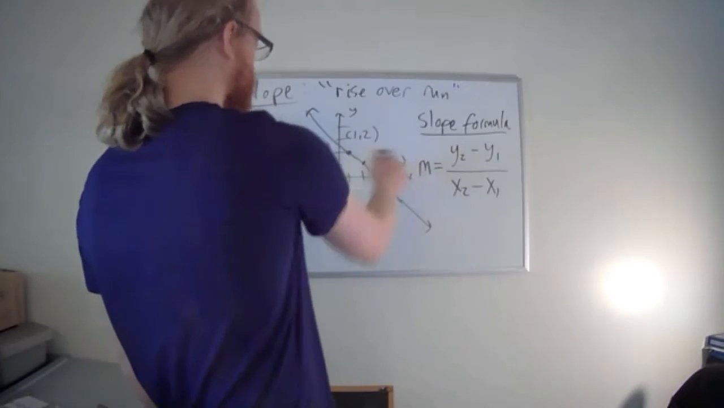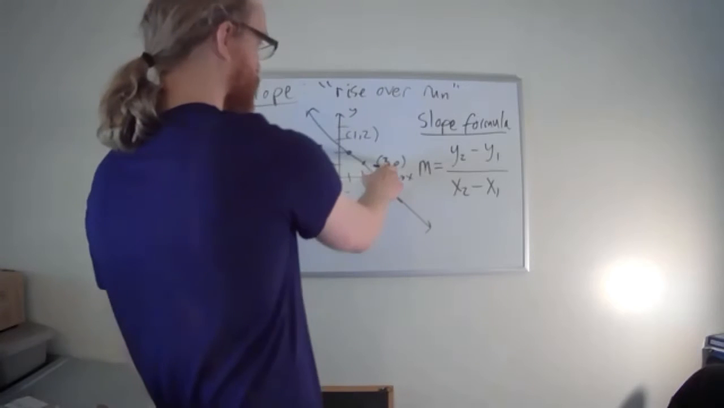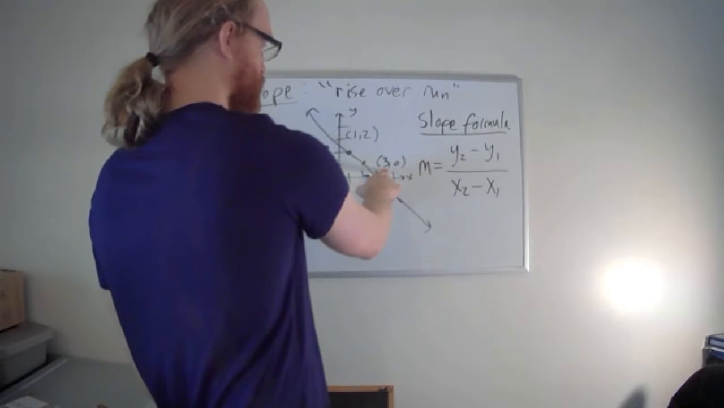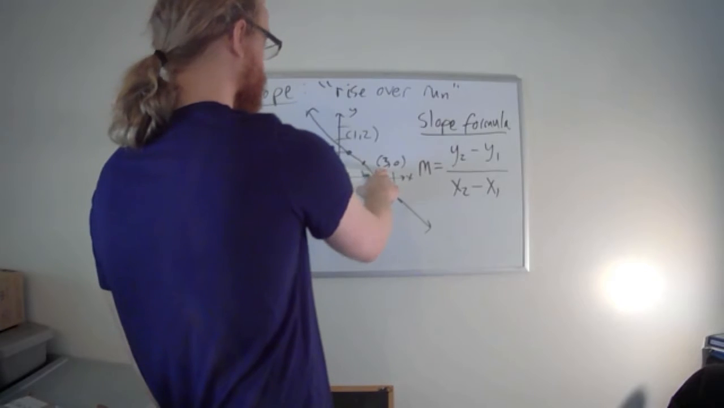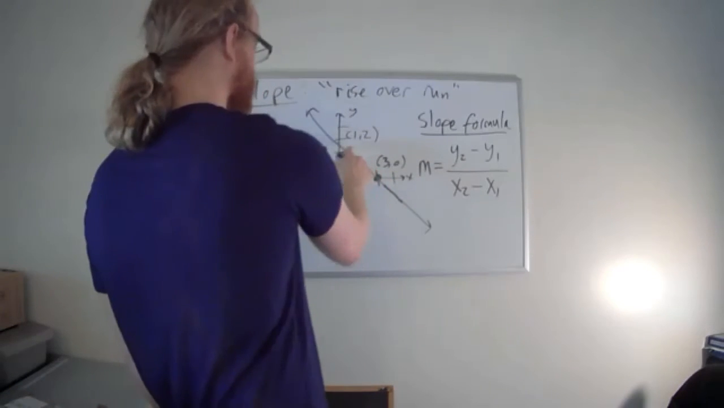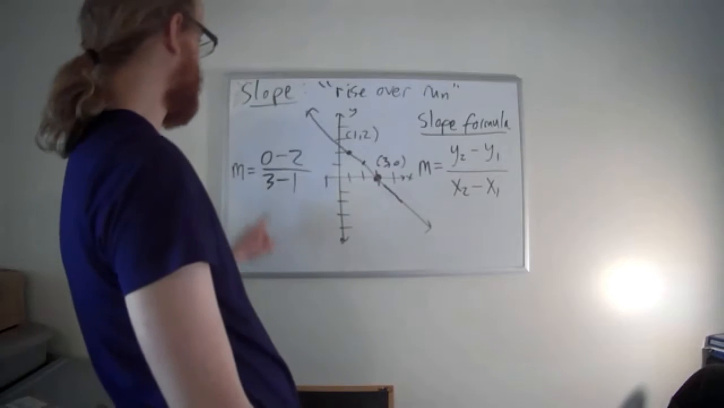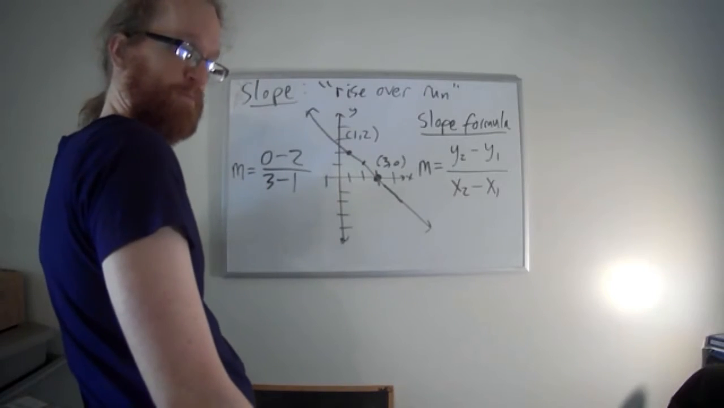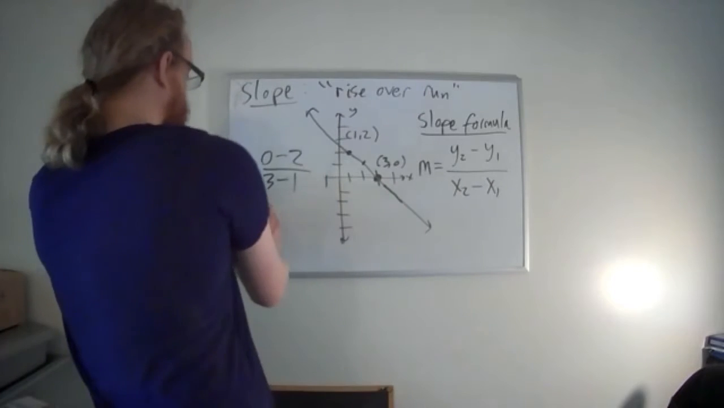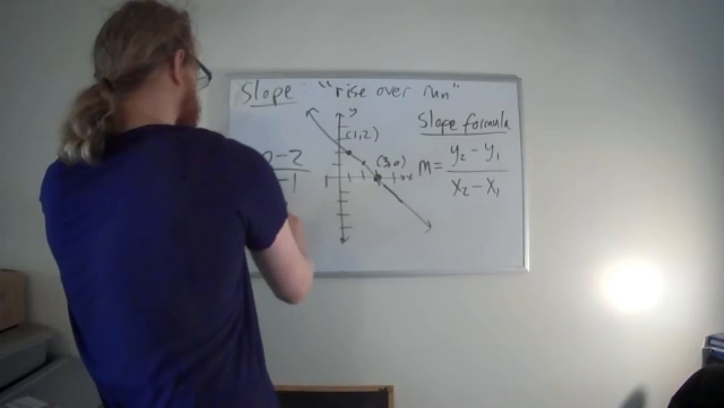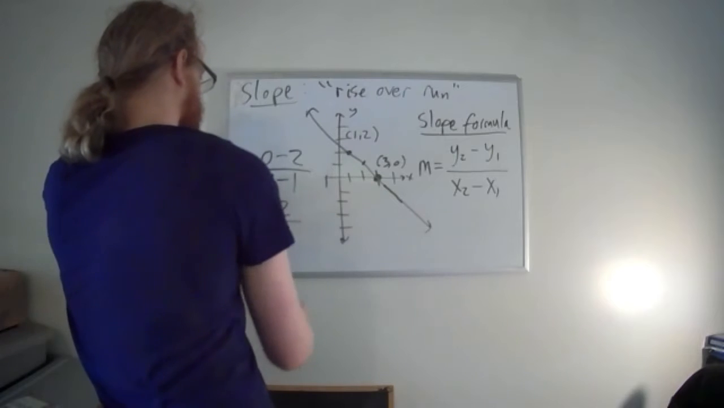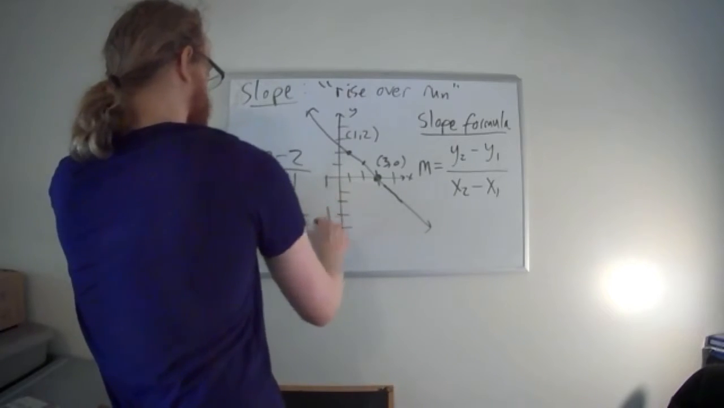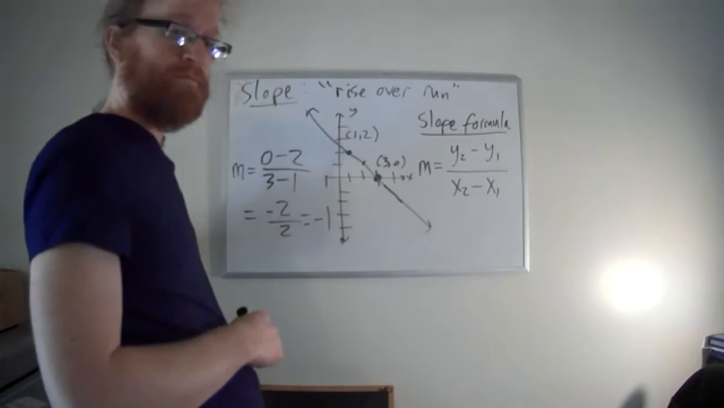So y2 is 0, y1 is 2, x2 is 3, and x1 is 1. So I'm going to take 0 minus 2 divided by 3 minus 1 here. And now we can simplify that. 0 minus 2 is negative 2. 3 minus 1 is 2. So negative 2 divided by 2 is negative 1. So my slope is negative 1.